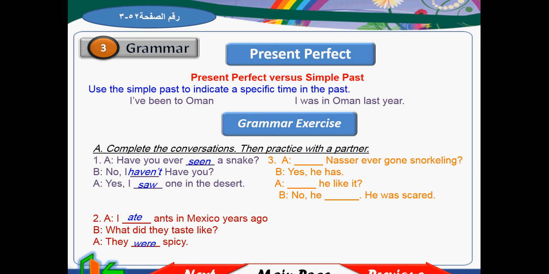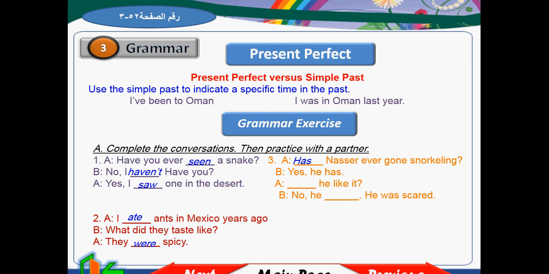Look at conversation number 3. We have a space at the beginning of the question. The right word here is with Nasser. Nasser is a singular noun, so we are going to use, yes, very good, has. Has Nasser ever gone snorkeling? So the answer is yes, he has.